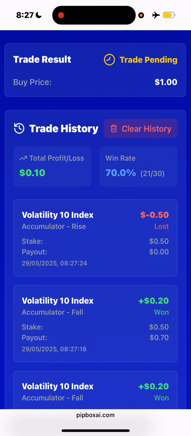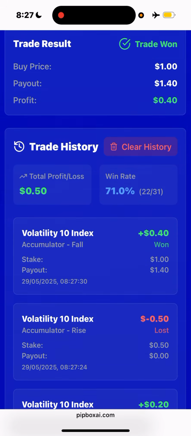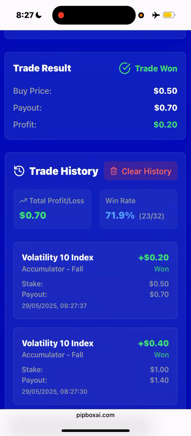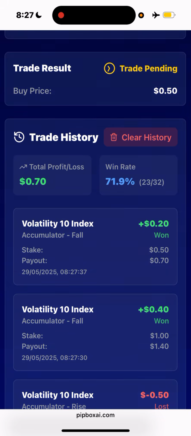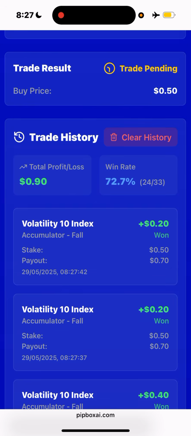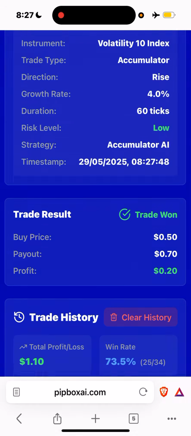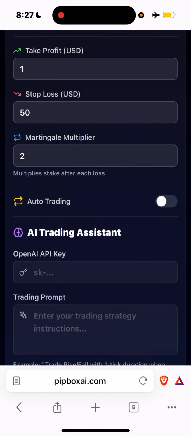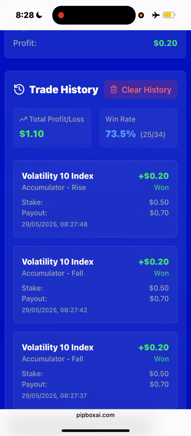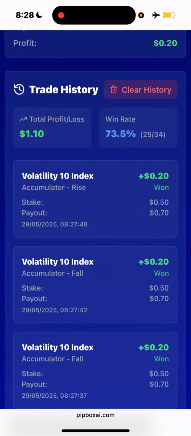So what do we do? It seems that the accumulator factor is floating on loss and profit. It's between loss, profit, loss, profit. Now what do we do here? Let's try something else. So let's see if it's gonna hit 1 USD. Yeah, we hit 1 USD in profit, and the system stopped on its own because that was our target profit, and we hit the target profit with a whopping win rate of 73.5%.